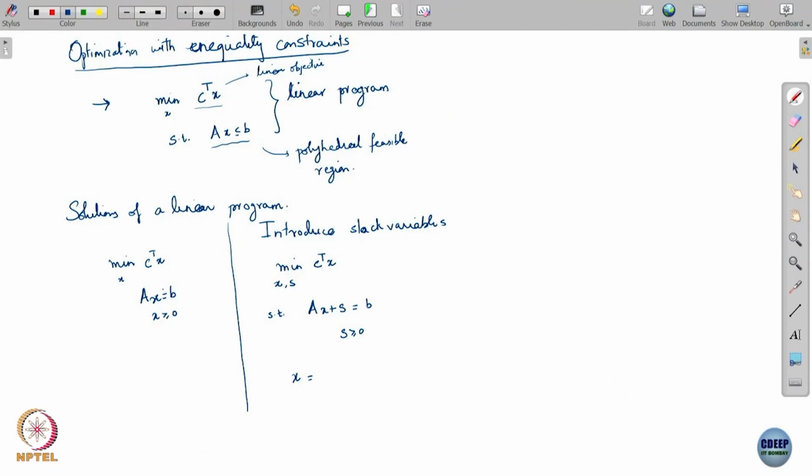So, component wise I can always write x as the difference of two non-negative vectors. I can do this change of variables: I can replace x by u minus v, where u and v are both non-negative.